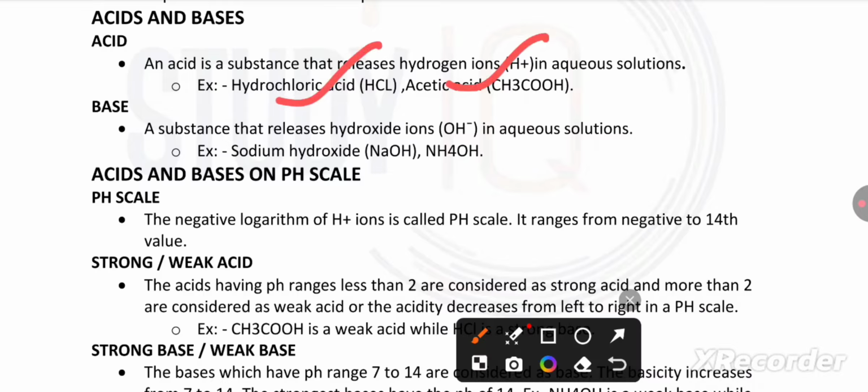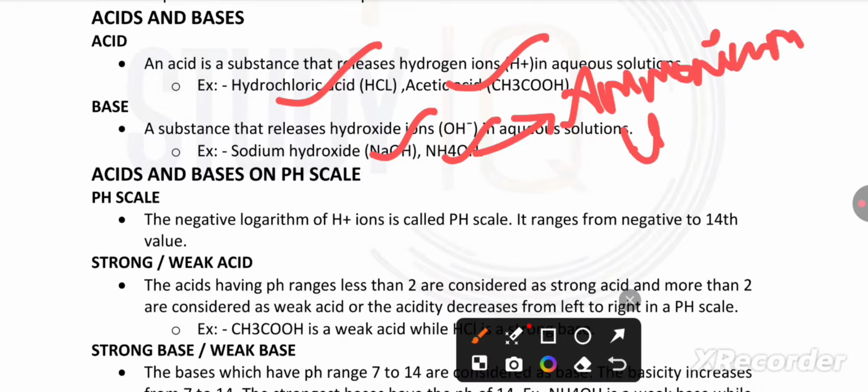Bases are vice versa. Like an acid solution, a base is eagerly ready to release its OH ion, OH minus, in aqueous solution. Some of the common bases are NaOH and NH4OH, which is ammonium hydroxide.